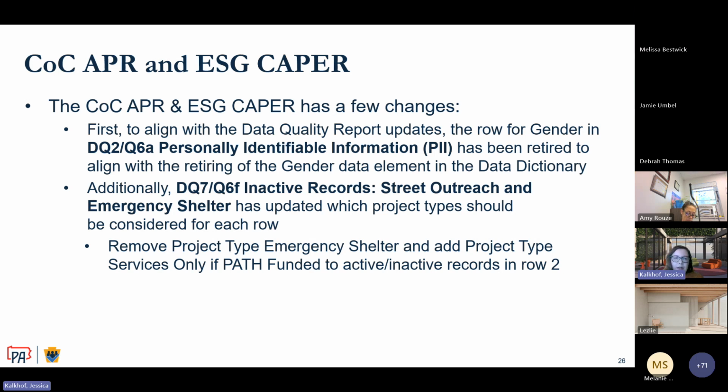The row for gender, personal identifiable information, has been retired, to align with the retiring of gender from the data dictionary. And similar to the last slide, the inactive record, street outreach, and emergency shelter has updated which project type should be considered for each row. So emergency shelter was removed, and services only if PATH funded was added for that specific data quality question.